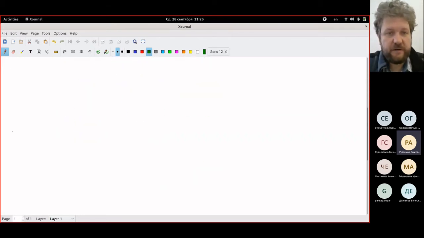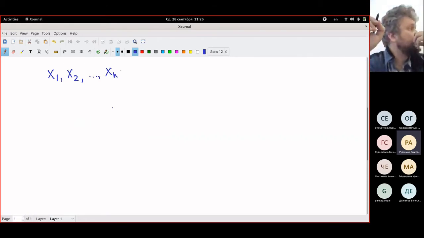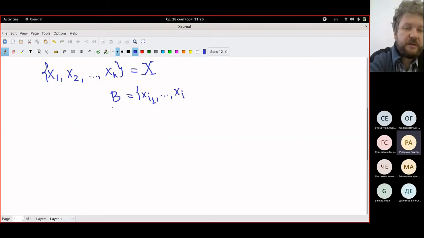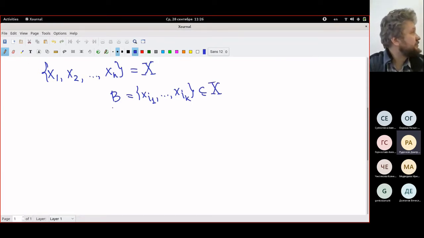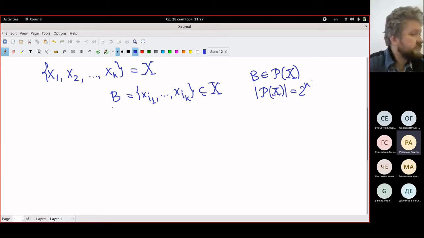I will show what solution I was supposed to have. What was the idea? Suppose we have specific variables x1, x2, ..., xn. This is the set of all such variables, which we denote by X, and we have a subset, let's call it B, which is some xi1, ..., xik, an arbitrary subset of X. If any such subset can be somehow generated, we have an exponential blow-up, because B is an element of the set of all subsets of X, and the size of this set is exponential, exactly 2 to the power n.